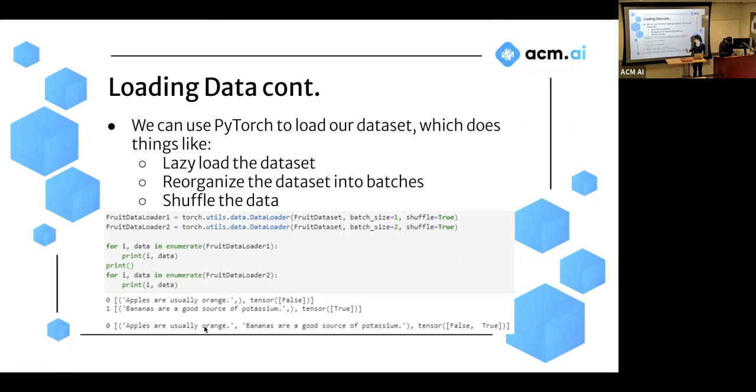Does this make sense for you guys? Yeah, so what this is essentially showing is that we're able to take our data set, which is our fruit data set, the same data set, right? And then we're able to break it up into two different batch sizes as well as shuffle them. So here's the first one when we have batch size 1, and here's one when we have batch size 2.